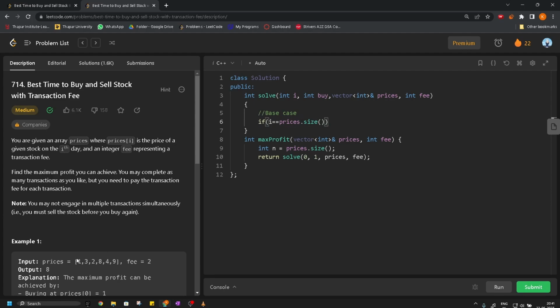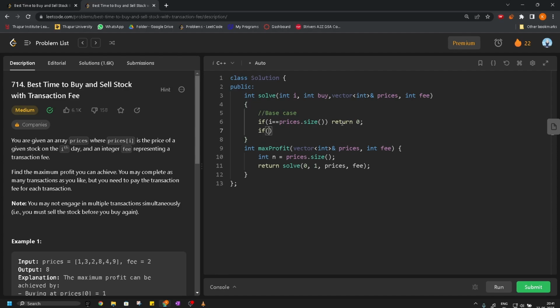What do you mean, prices dot size? If you remember, the indexing starts from 0, right? So it's 0, 1, 2, 3, 4, and 5, and the size of the array is 6. So as soon as I reaches 6, it is technically beyond the scope of the array, and there are no stocks after the prices of the array. If there are no stocks, you can't make any profit. There is no transaction, basically no profit or loss. So you just return 0. Simple as that.